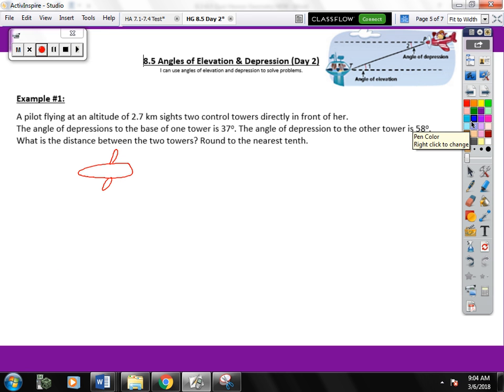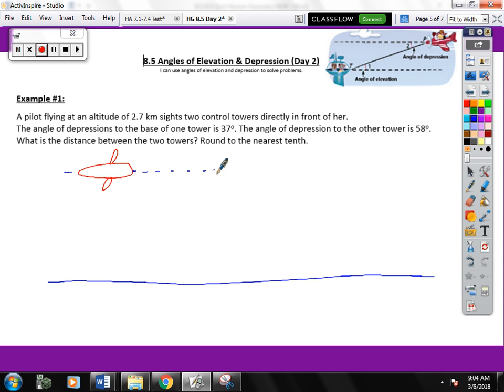Okay, here's our ground. And again, if you're struggling with the angle of depression, which is the harder one, I highly suggest that you draw both horizontal lines in to begin with. So we have our ground. Also draw an imaginary horizontal line that the plane would be traveling. She sights two control towers. Now, since the towers are going to essentially be flat because we don't know how tall they are, that's not going to add into the problem here. I'm just going to put tower 1 and tower 2 instead of drawing a picture for them, because they don't actually have a height given, so we're not going to account for that in the problem.